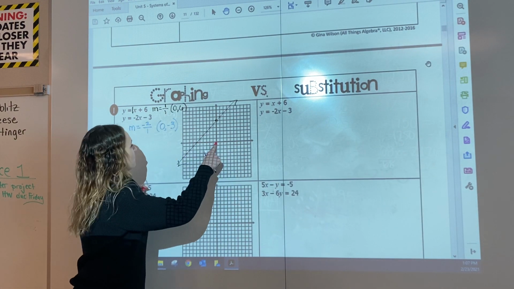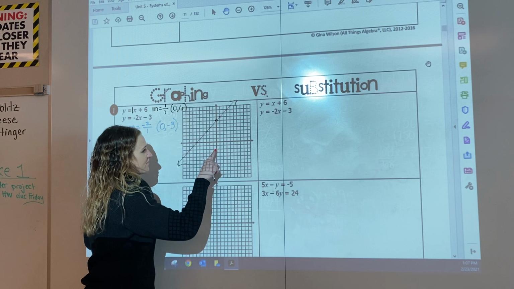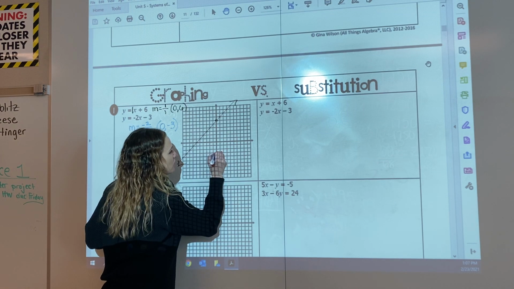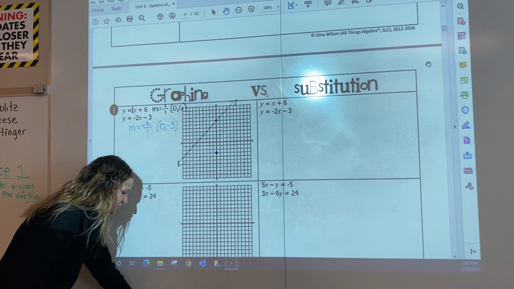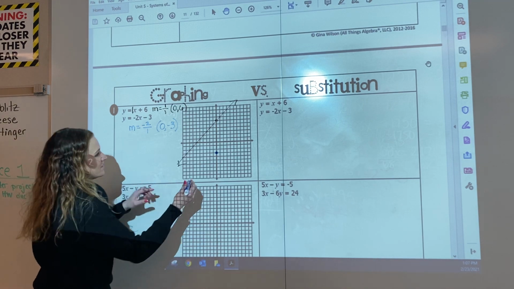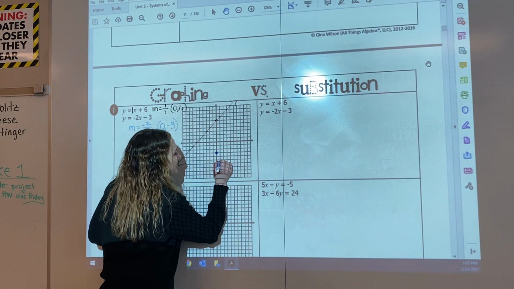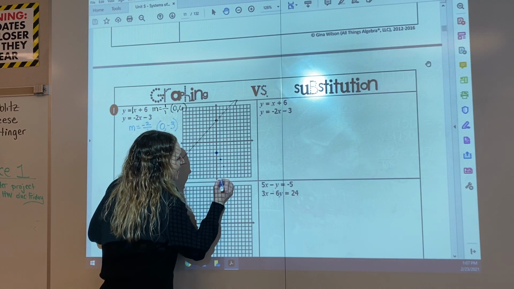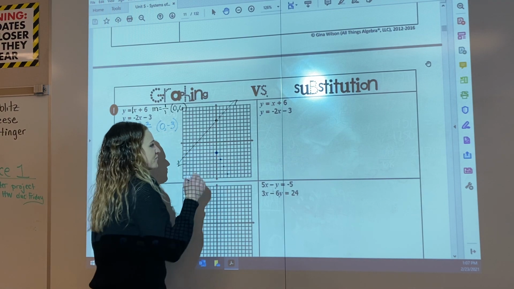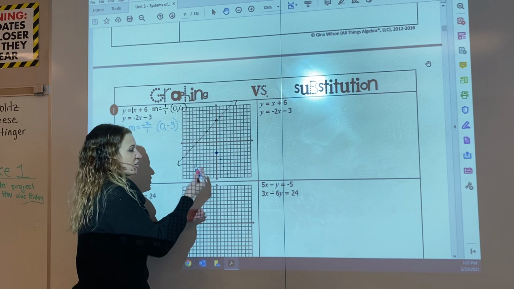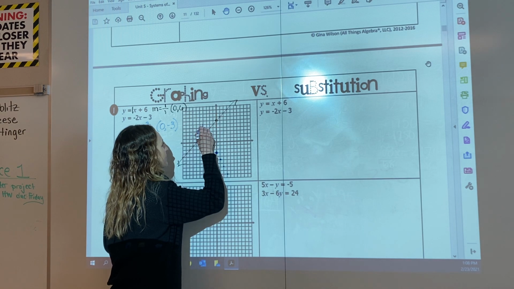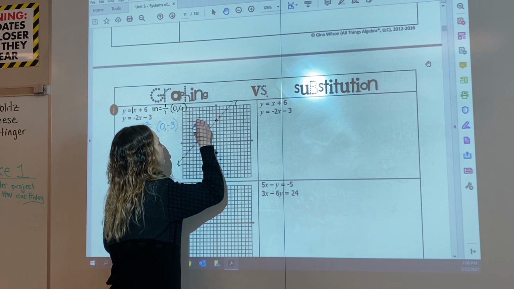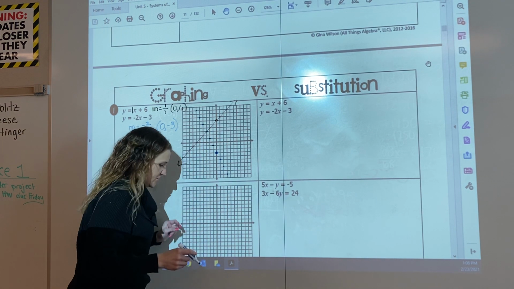We'll start at 0, negative 3, so I'm going to go down 3 from the origin and put my point. Then from there, I'm going to go down 2, right 1. So down 2, right 1. Keep doing that pattern as far as you can go. Now, since I can't go any further, I'm going to go up 2, left 1. And draw that line.